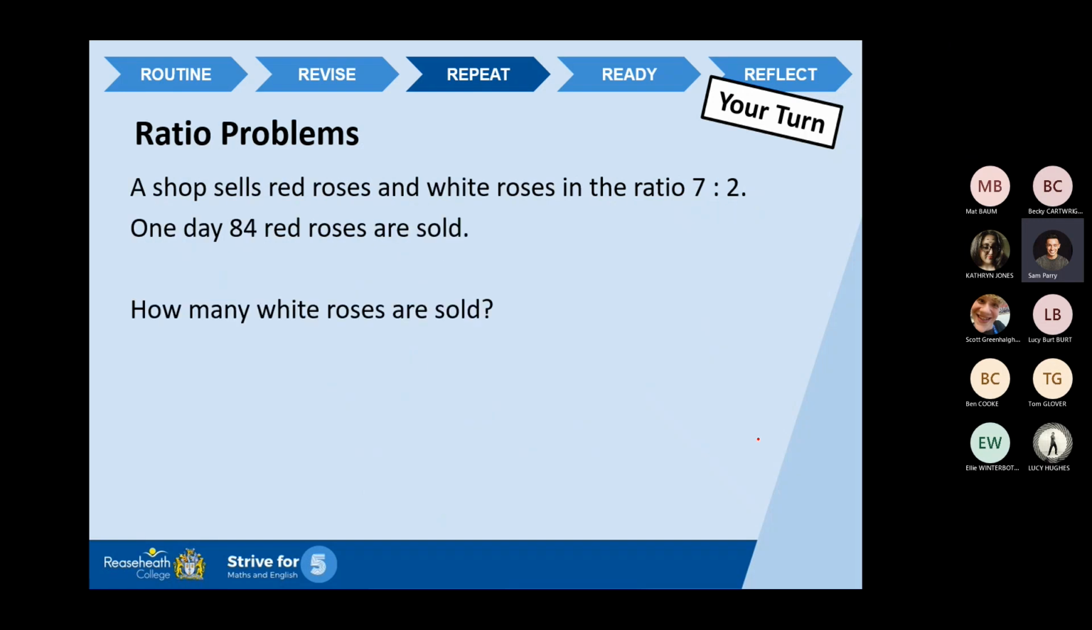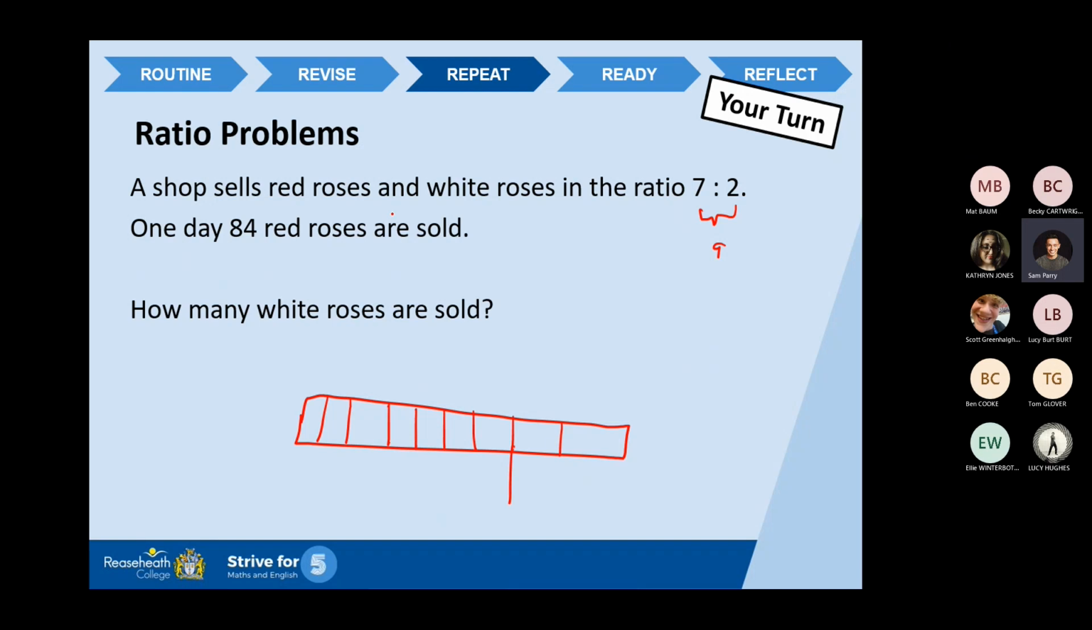Happy days. The shop sells red roses and white roses in the ratio 7 to 2. One day, 84 red roses are sold. How many white roses are sold? Okay, so draw a bar. 7 to 2, that's 9 parts together. So 1, 2, 3, 4, 5, 6, 7, 8, 9. Okay, there's the 7, there's the 2.